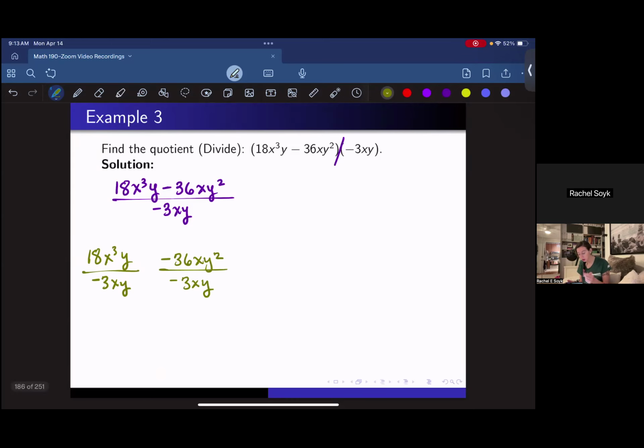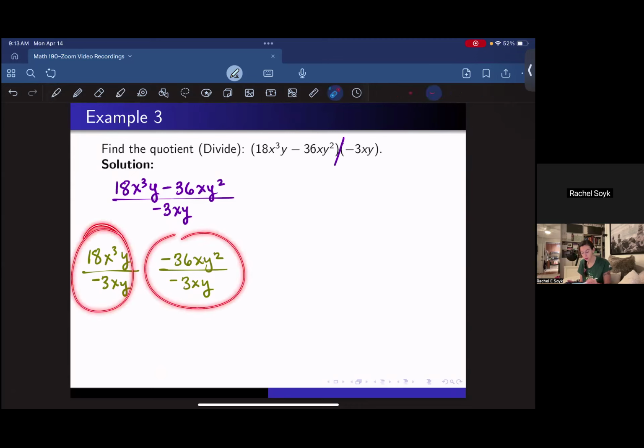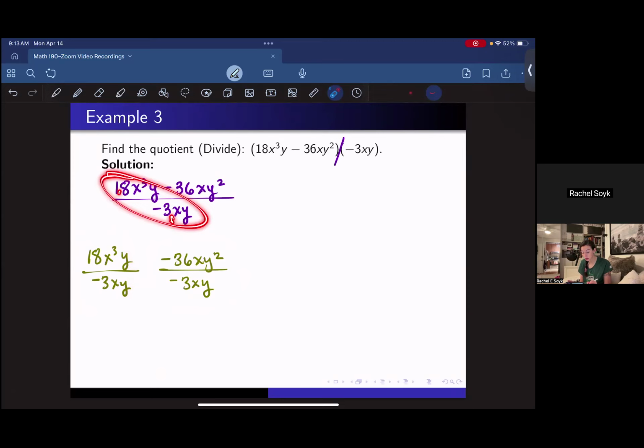Once you get the hang of this, you don't have to write out this step. You can just do, okay, how many times does negative 3xy go into 18x to the third y, and how many times does negative 3xy go into negative 36xy squared? But because this is the first time that we're doing this together, I really want to make sure that you guys are understanding this. So now we're back to monomial divided by monomial. Take it step by step. This time I'm not going to color code.